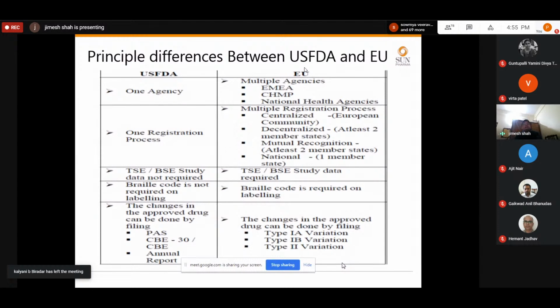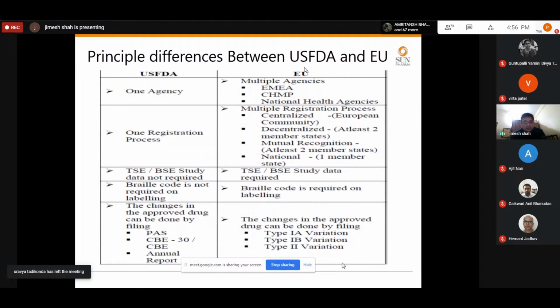Now, what are the principal differences between the US FDA and Europe? The US FDA is only a single agency, so the dossier will be reviewed by only one agency. Europe has multiple agencies: EMA, CHMP and the National Health Agency. So they may have different opinions when we file the dossier. The US FDA has only one registration process. Europe has multiple registration processes: centralized, decentralized, mutual recognition and national, as we have discussed.